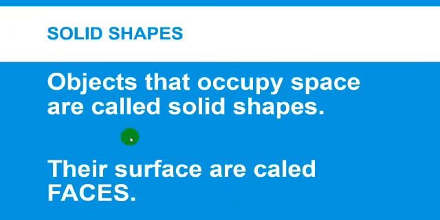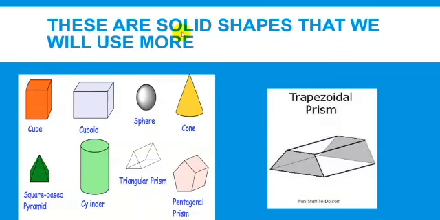Now we can speak about solid shapes. Objects that occupy space are called solid shapes. Their surfaces are called faces. These are the solid shapes that we will use more. We have a cube, where all the faces are squares. A cuboid, where we have two faces that are squares and the other 4 rectangles. A sphere, a cone, a square-based pyramid, a cylinder, a triangular prism, a pentagonal prism, or a trapezoidal prism.